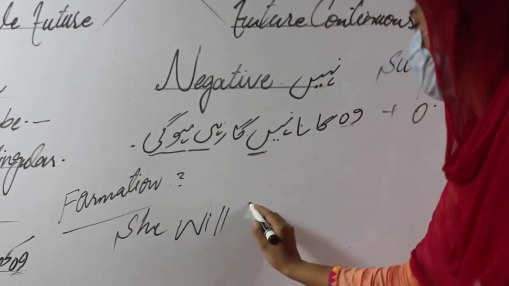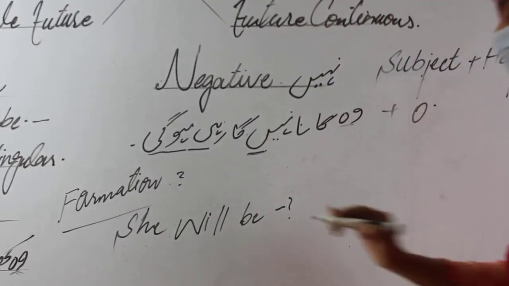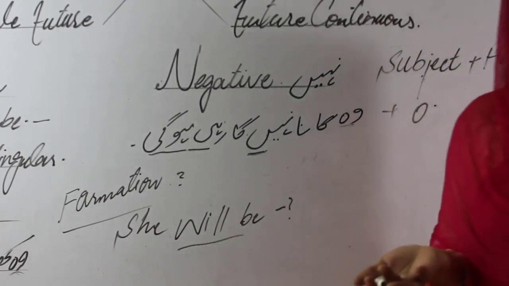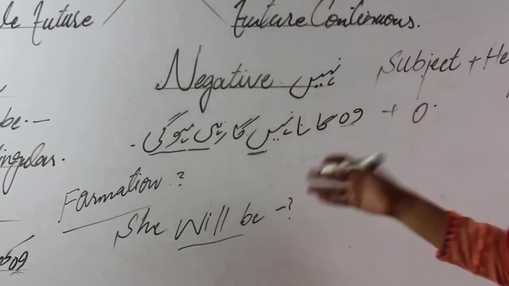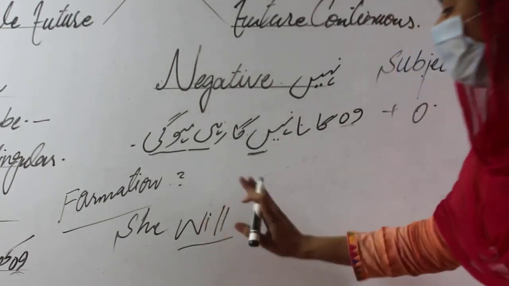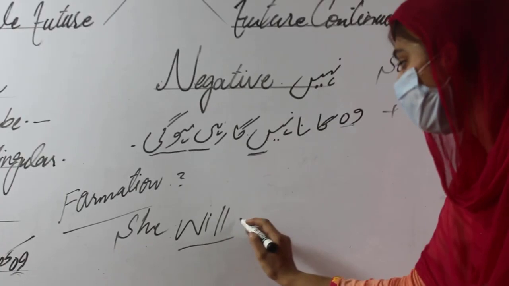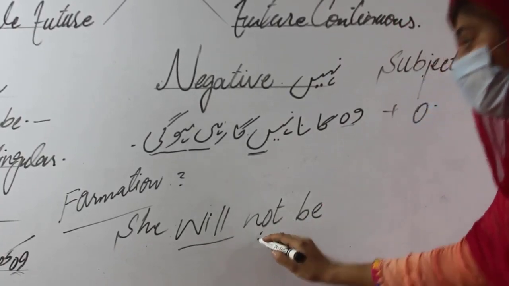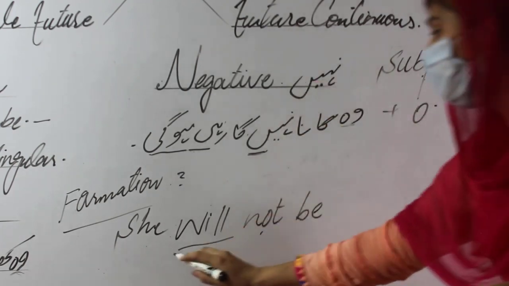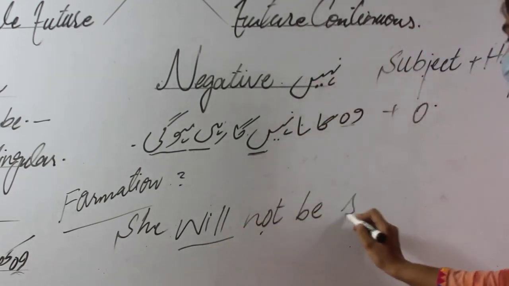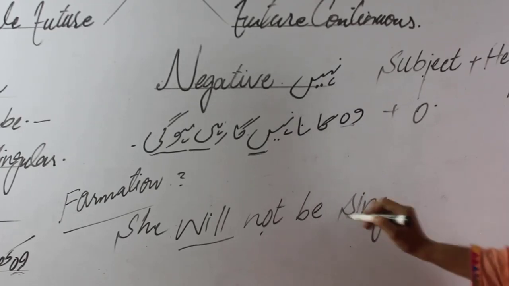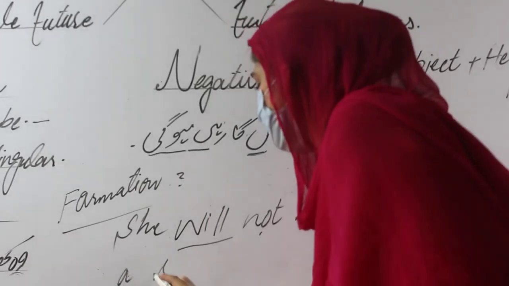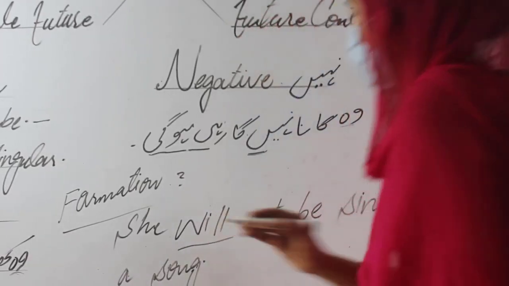Will be is the helping verb, yes, but if we add the will be, where's the not? How can we make a negative? Here, just put the not right after the will: she will not. Then put the be after the not to make a negative statement. She will not be. Then put the first form with the ing, the present participle, singing a song. At the end, put the object.